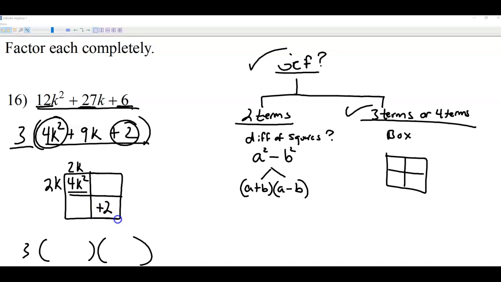Next, we want to get 2. What multiplies together to make 2? Well, that would be 2 and 1. Now, we go ahead and fill in our box to see if this works. 2k times 2 is 4k.